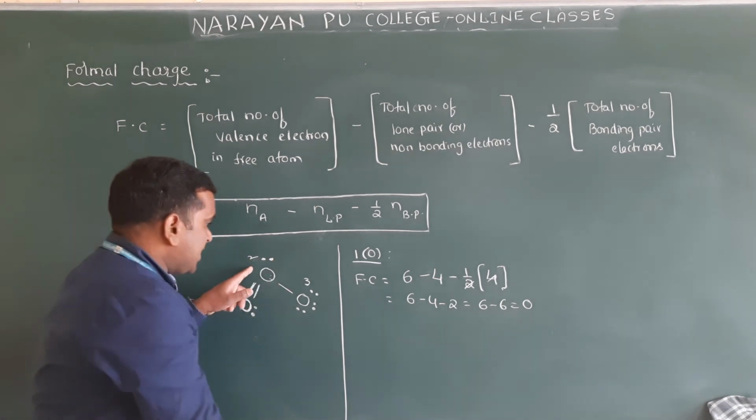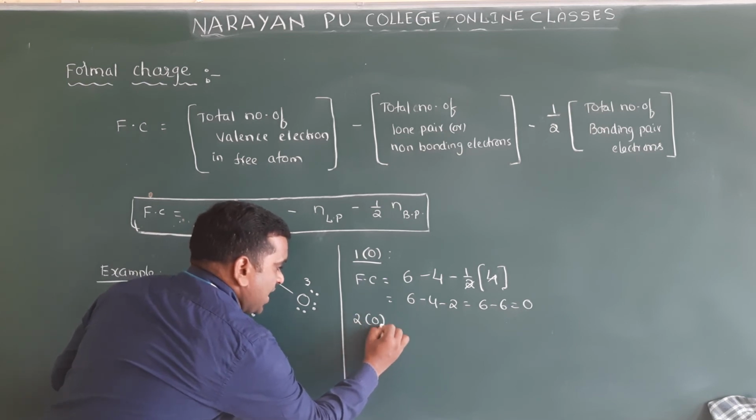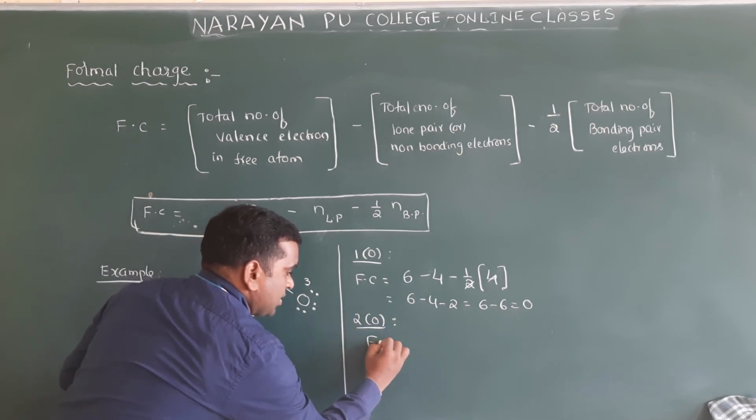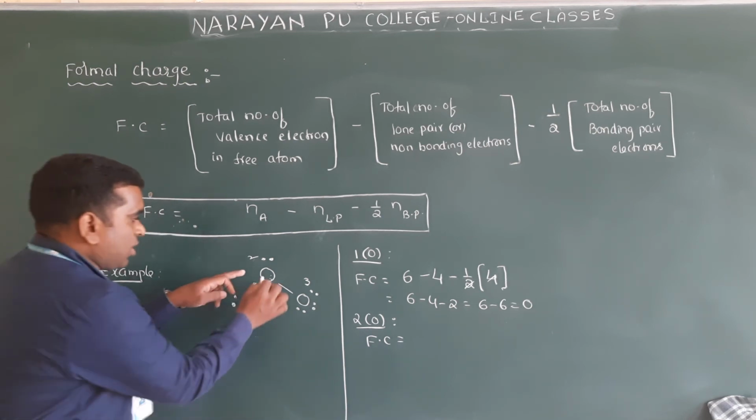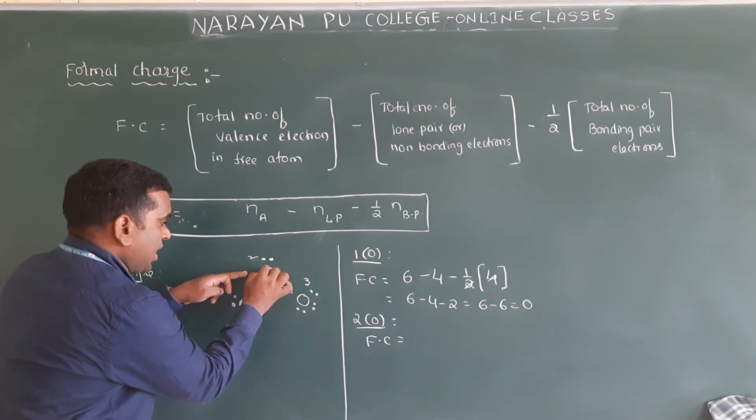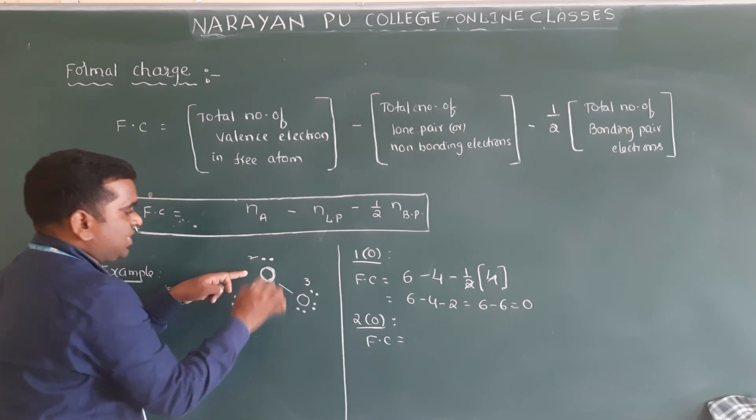Clear? Next one, the second oxygen. For the second oxygen, calculate the formal charge. Clear? Calculate here, this is oxygen. Clear? Now I am calculating the formal charge for this oxygen.